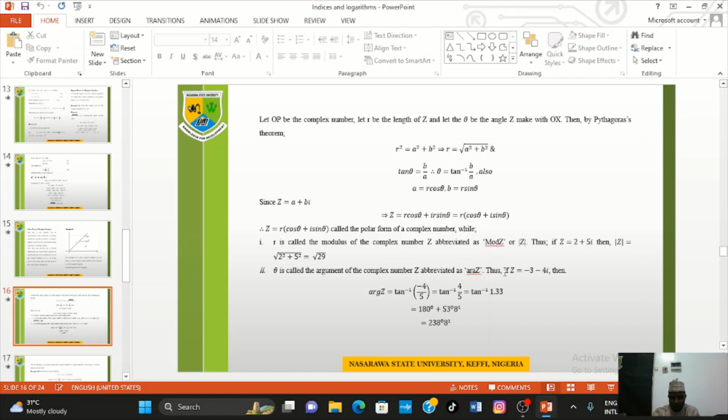So if Z equals minus 3 plus minus 4i, then our argument of Z will be equal to the tan inverse of minus 4 all over 5. So the tan inverse, when you open the bracket, gives us 4 all over this, and the result is 1.33. So when you take the tan inverse of 1.33, we have this, and at the end, this plus this will give us this result.